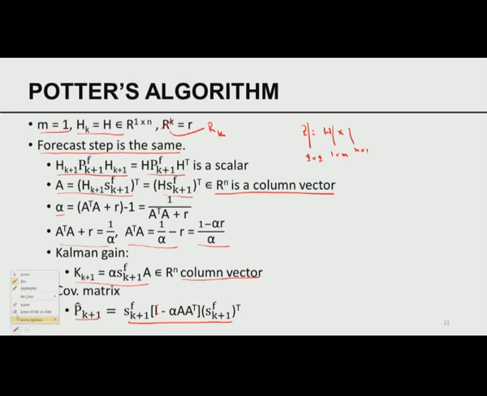This is identity times AA transpose. So in this particular case, A is a column vector, A transpose is a row vector, so this is an outer product matrix. Alpha is a constant, so I minus a constant times a matrix. So this is the expression for the forecast covariance.